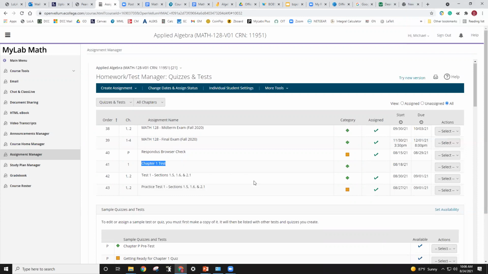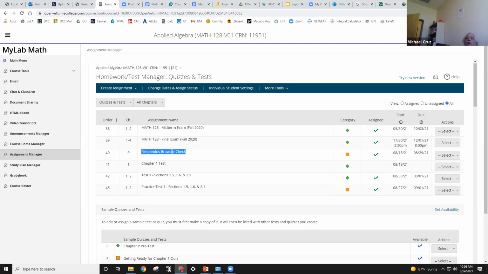So for every test we use the lockdown, we don't have to for quizzes, correct? Right, exactly. If it's coded as yellow, you know. The Respondus is the exception, because I just wanted to give you a trial run on that Respondus before you jump in.